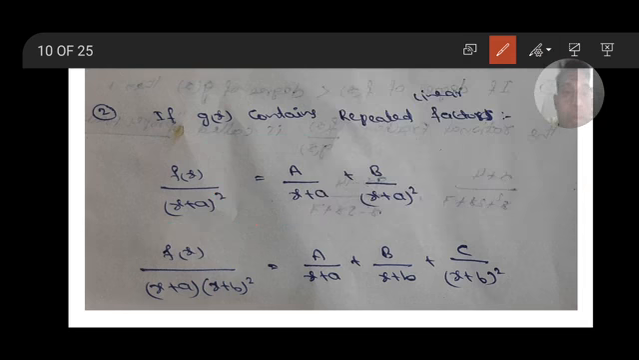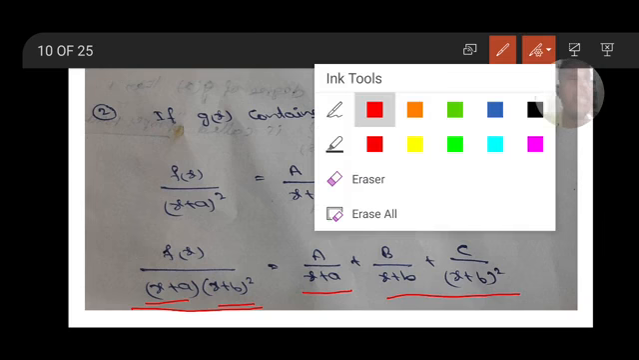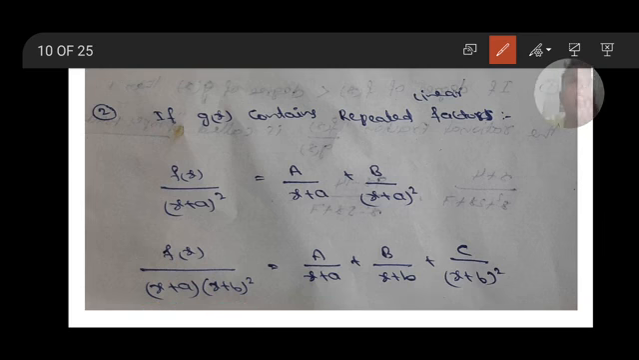Next, for example, f of x by x plus a, x plus b whole square. One linear factor, another is a repeated linear factor. Both are linear factors only. One is non-repeated, another is repeated. For the non-repeated, one constant, one fraction A by x plus a, and for the repeated linear factor B by x plus b plus C by x plus b whole square. That is the second case, repeated linear factors.